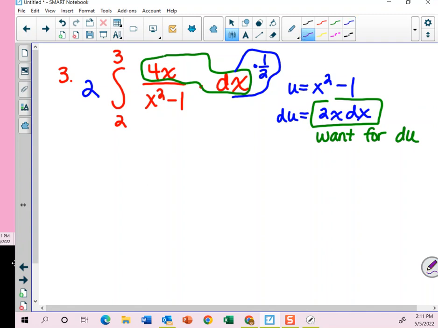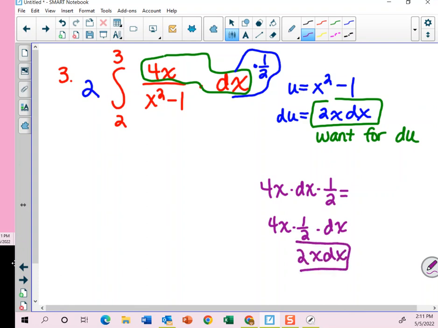Okay. That way the 4x and the dx and the 1/2 all multiplied together. I rearrange that a little bit. That makes 2x dx exactly perfect for du. 2 extra 2 in the front. Ooh, we're going to have to change those. u to the negative 1 du.